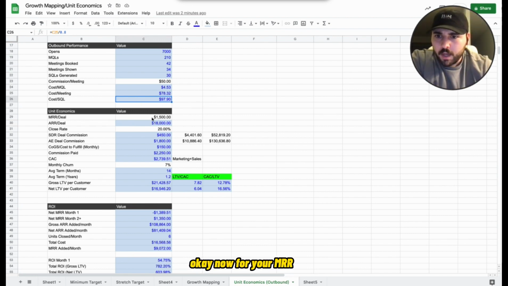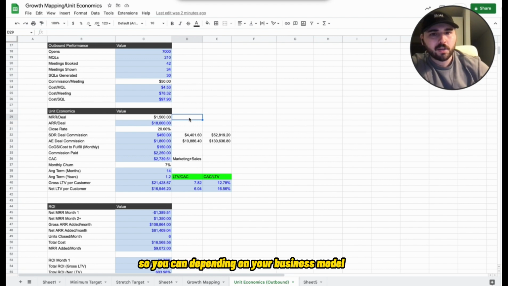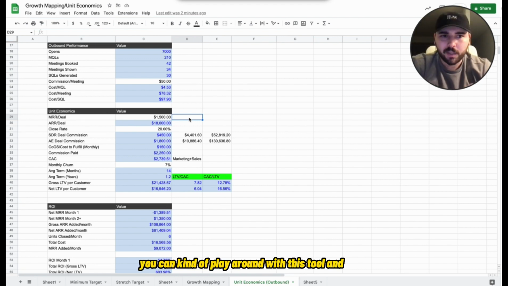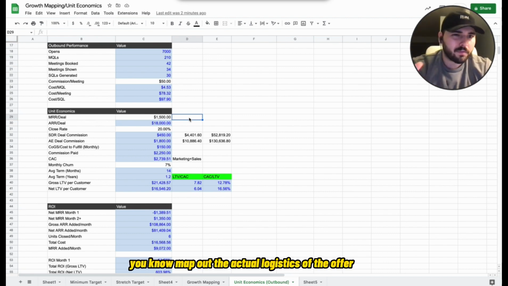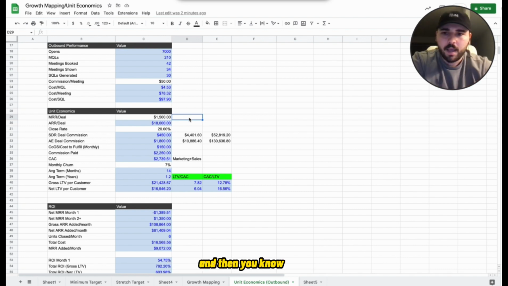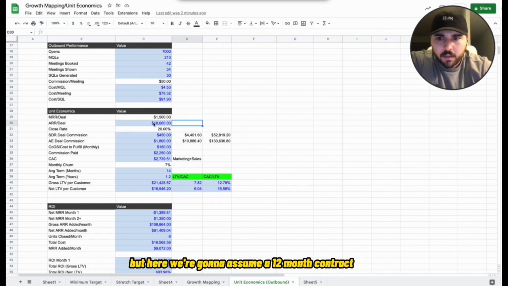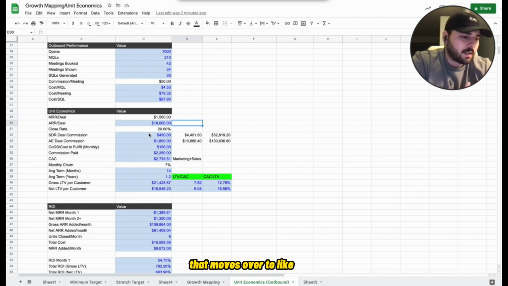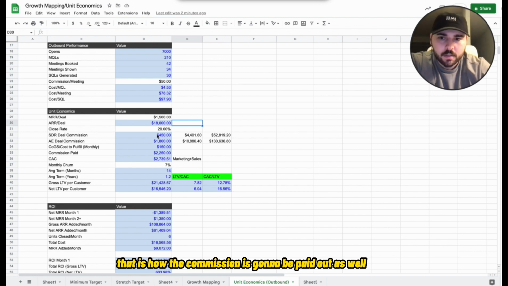Okay. Now for your MRR, we're going to be using a monthly recurring model here, and assuming a 12-month contract. Depending on your business model, you can play around with this tool and map out the actual logistics of the offer and the realization of revenue. The numbers will vary, depending on the offer and whatnot. But here we're going to assume a 12-month contract that moves over to month to month after the first 12.